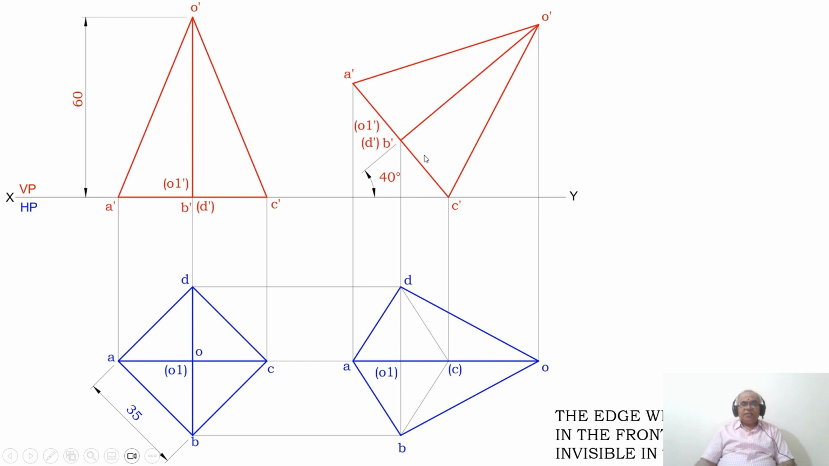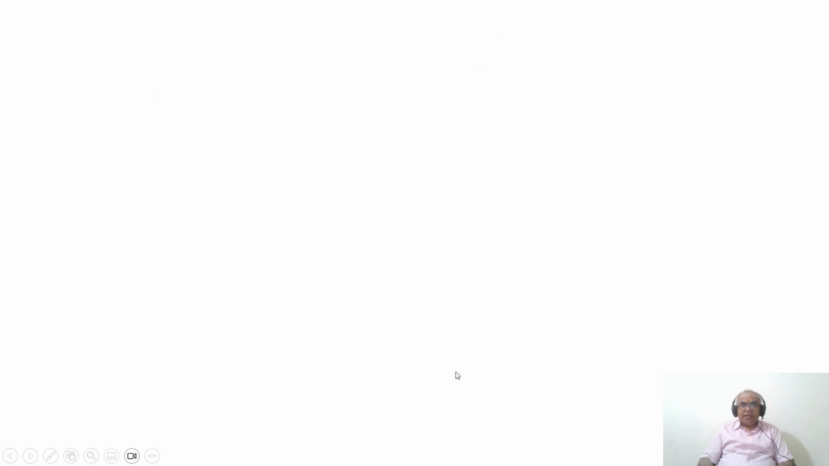Next, the edge or a corner which is on the XY line in the front view is always invisible in the top view. So that means C dash is visible here, and then C becomes invisible here. Applying this condition, once this edge becomes visible, this point is beneath this, so therefore C will become invisible. So you put it in bracket.